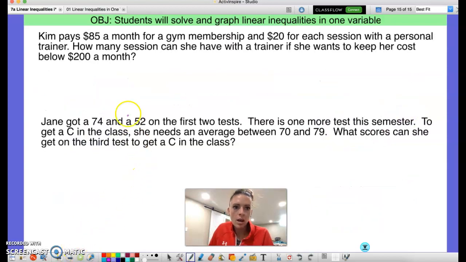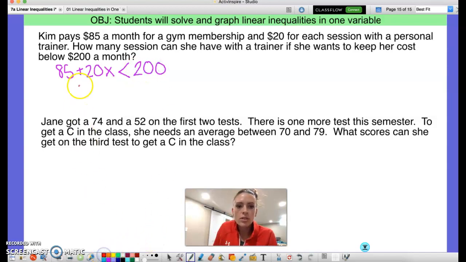All right. Some word problems for you. Kim pays $85 a month for a membership and $20 for each session with a personal trainer. How many sessions can she have with a trainer if she wants to keep her cost below $200 a month? So we have an inequality here. Kim pays $85 plus $20 for each session. How many sessions, so that is our variable, can she have with a trainer if she wants to keep her cost, which this represents her cost, below $200 a month? So we have less than $200 a month.